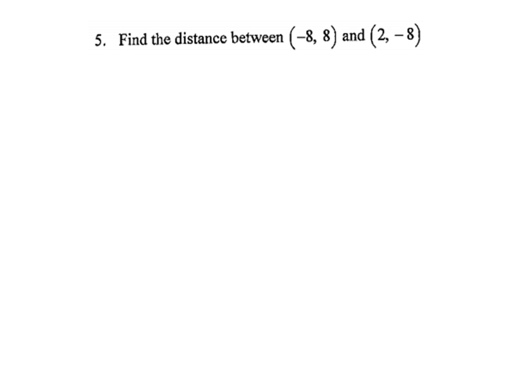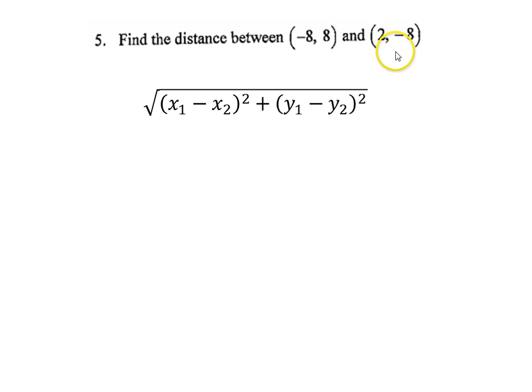Finding the distance between 2 points. Now we're finding how far away these 2 points are from each other, and if we're going to find out how far they are from each other, we are going to use the distance formula, and this is the distance formula. It looks a little bit different than the midpoint formula because we're finding something different. We're not finding the middle point between these 2 points. We're finding how far these 2 points are away from each other.